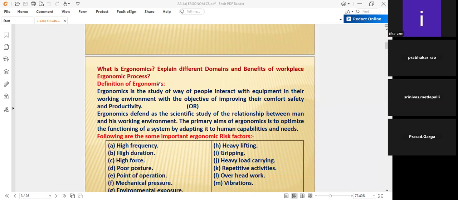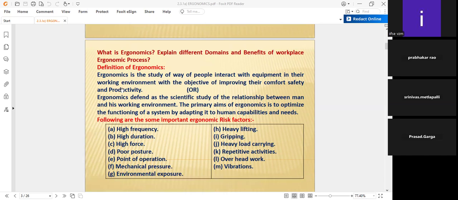Only environment and people. They have to see the comfort, safety, and productivity in the sense of what is the target of the movement of material from one place to another within a shift, this much in A shift, this much in B shift, this much in C shift. That's why it is called productivity.